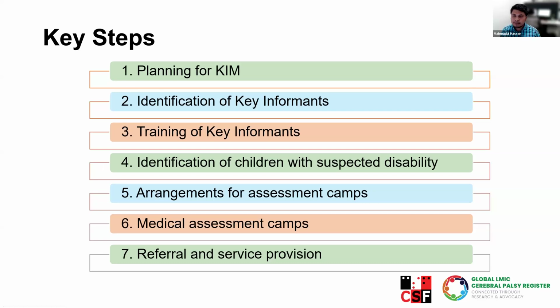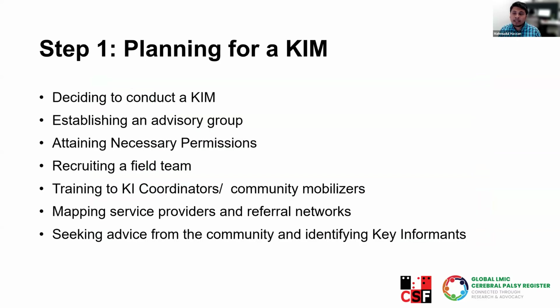So there are actually 7 key steps that I'll be describing in the subsequent slides. The first one is planning for a KIM. Before we begin, we have to ask a few questions. What is the purpose of this KIM? What do you want to measure in this KIM? What human resources do I have for this KIM? How big is the KIM going to be? Who will coordinate this KIM? And who will analyze and prepare the report?